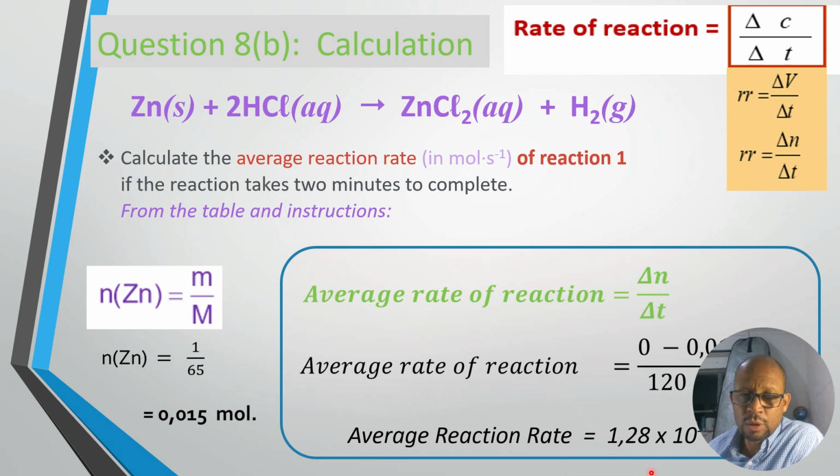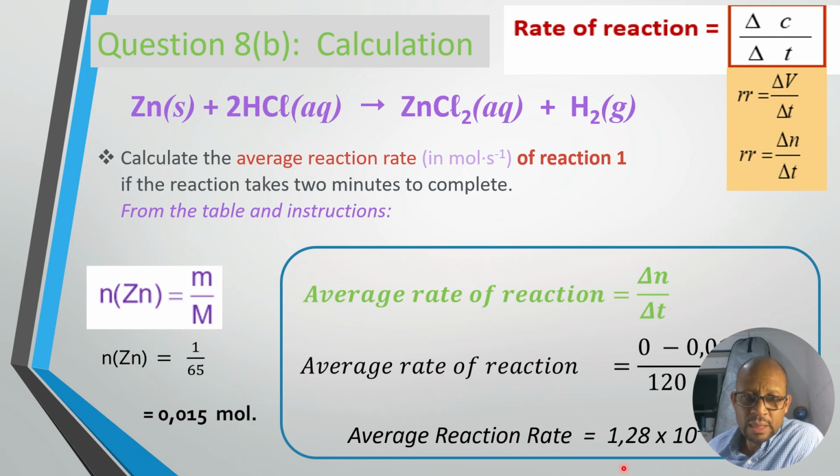And that gives me an answer of 1.28 times 10 to the power, if I've got it correct, and I remember it's -3 moles per second. And that tells us that is the reaction, the average rate.